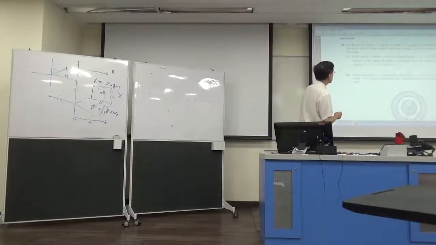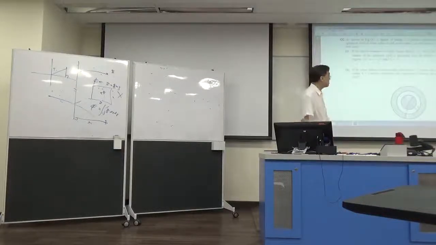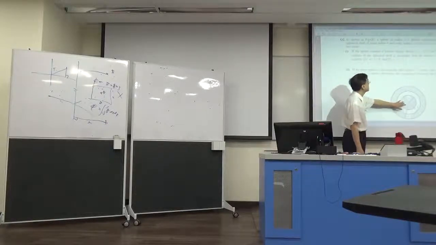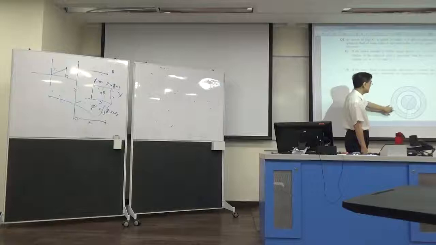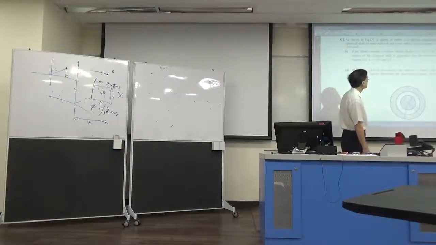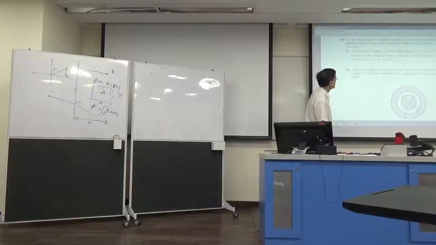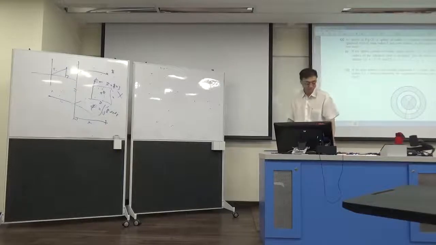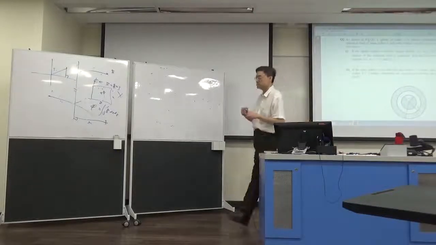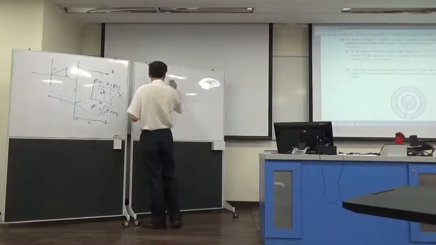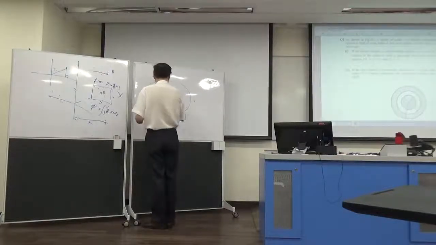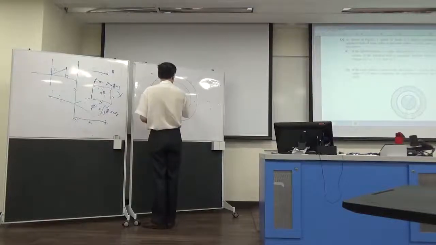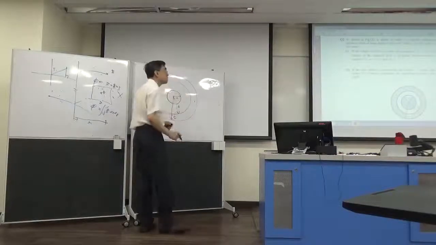Okay, consider the following two cases. If the sphere contains a volume charge density, and the outer surface of the spherical shell is grounded, find the electric field in the following regions: R greater than A and smaller than B, and R greater than C. A, B, C.